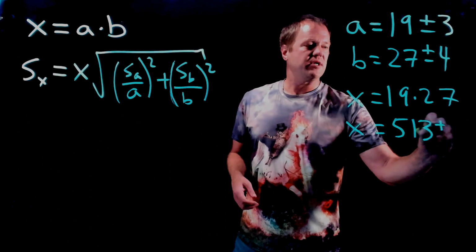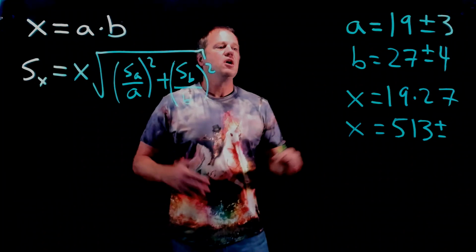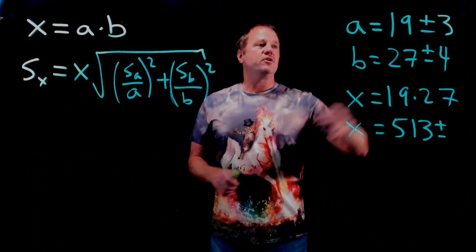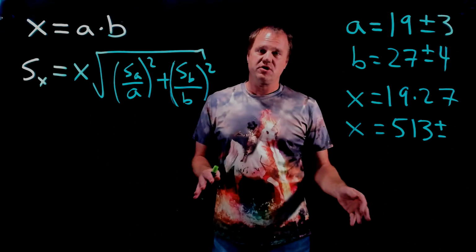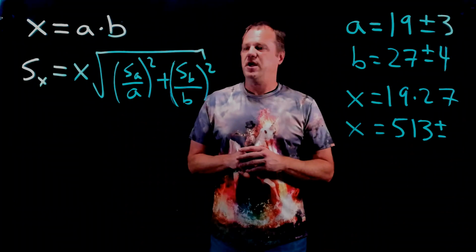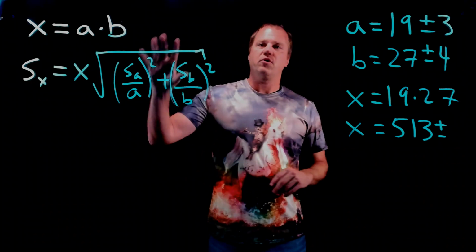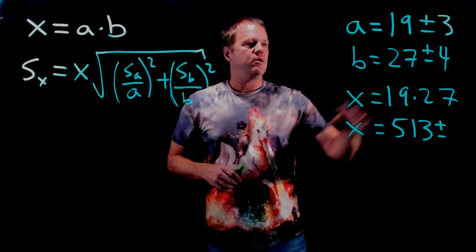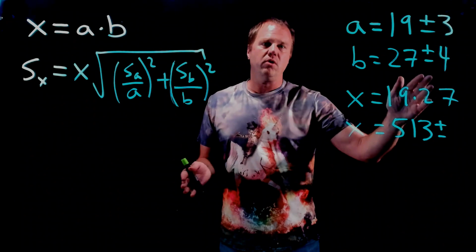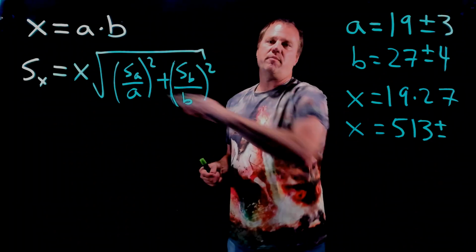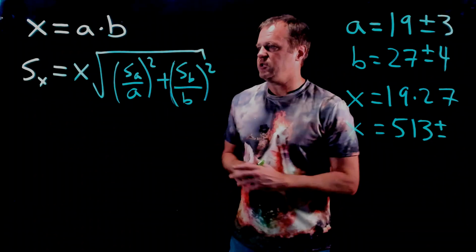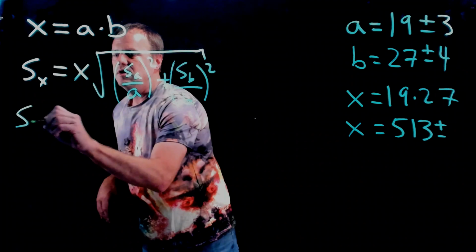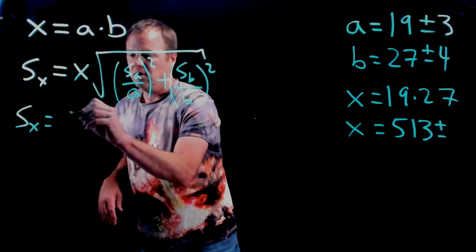Okay, so what's the plus or minus in this? Okay, it's definitely wrong to just take 3 times 4 and call it plus or minus 12. That's just plain wrong. It's not even close. So the right way to do it, assuming that these two uncertainties are uncorrelated with each other, is to throw them into this formula right here. So let's just use it. So we have the correct formula. Let's just throw numbers in.